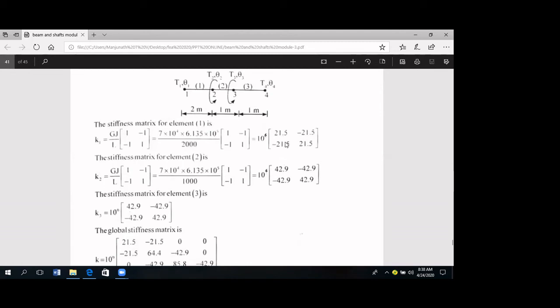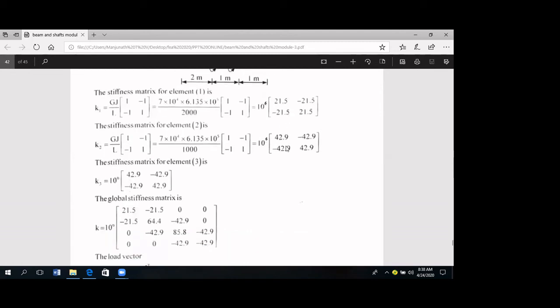Now from element number 1 and element number 2, you can see the screen. From the first element K1, the corner value, that is 21.5, is going to be added to the first value of the second element, that is 42.9.